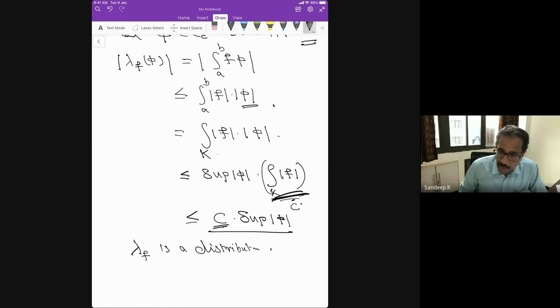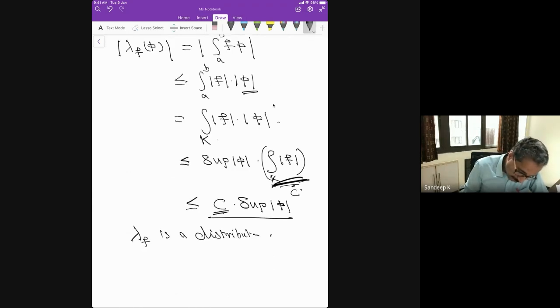Okay, so therefore I could identify any continuous function as a distribution. In fact, you see in the entire thing I only used the integral over K of mod f, this constant. This has to be a constant. This can be achieved, you don't need the function to be continuous. The only thing which I require is the integral of mod f on any compact set to be finite. These are precisely the functions which are known as locally integrable functions.